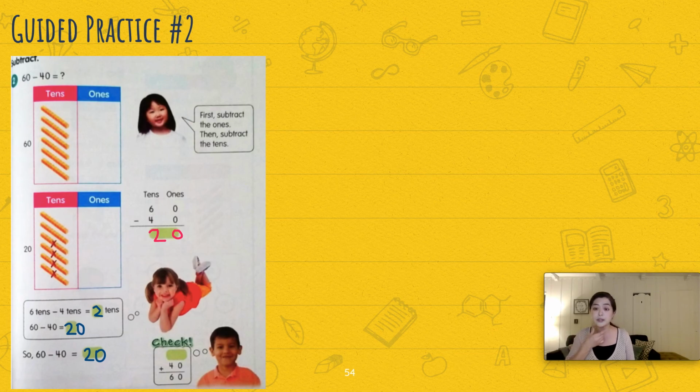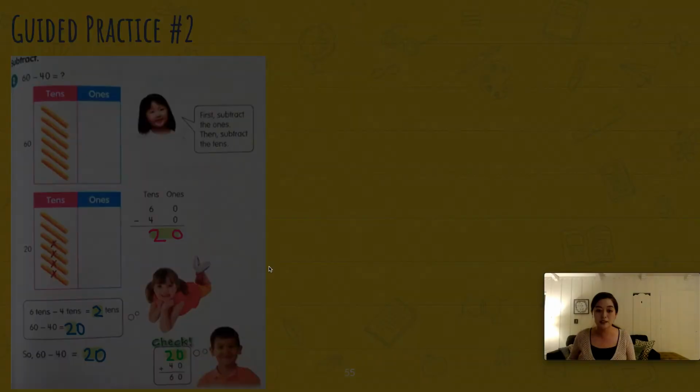Let's check. How do we check? What are the numbers we use? Well, I have a 60, a 40, and a 20. So something plus 40 makes 60. I have to see if it's true. What number do I put here? I put my answer to my subtraction problem over here. So let's put it there.